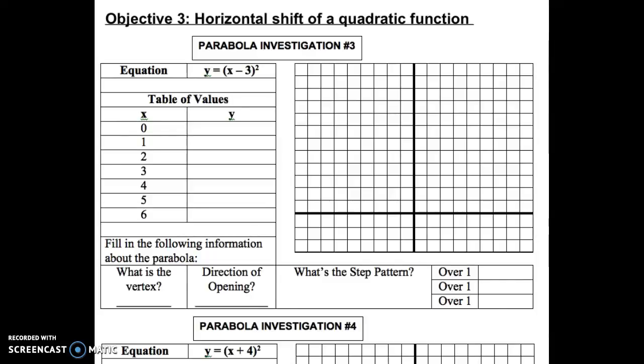All right, objective 3, a horizontal shift of a quadratic function. So, still based off of the vertex form, I'll write it again. Y equals x minus h squared plus k. I want you to still get in the habit of identifying the h term and the k term from the given function that is in question.